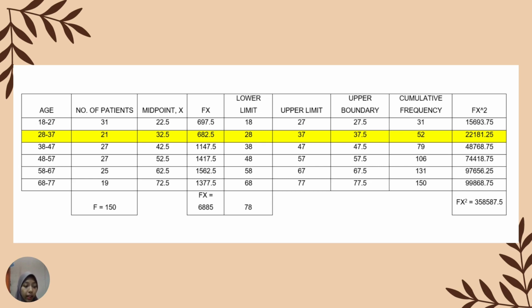This is grouped data, as we can see on the table, the age is given in the form of classes. The value of f must be 150. We must find fx and fx squared.